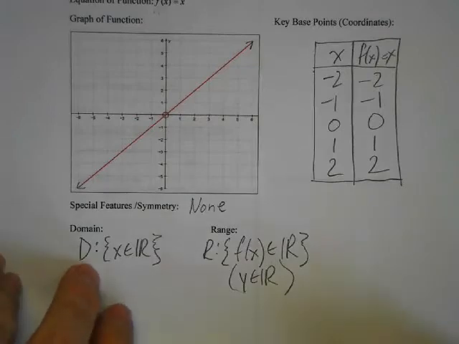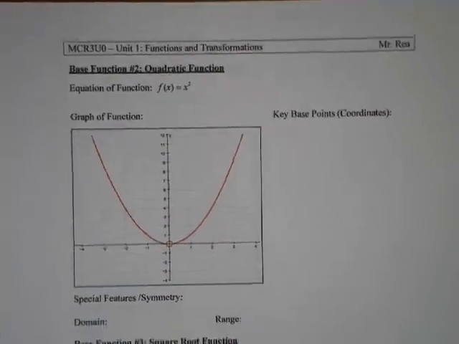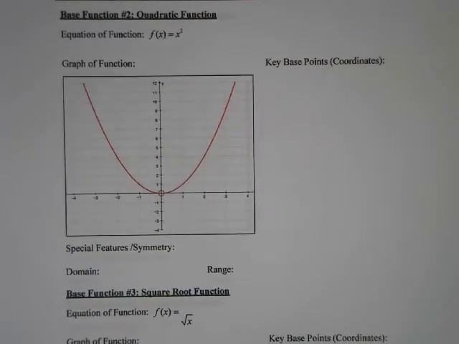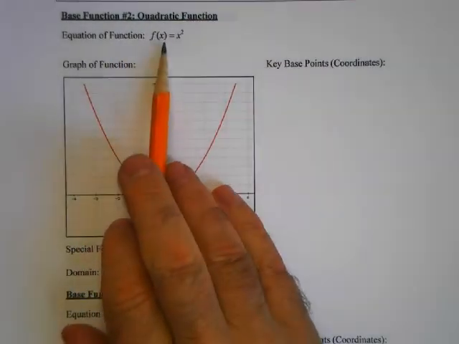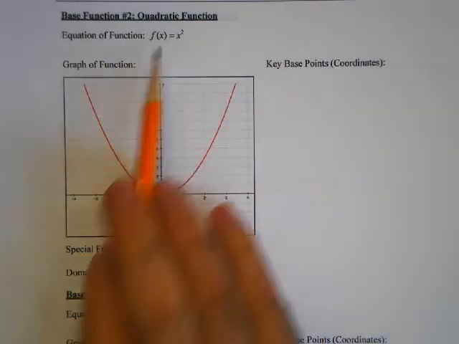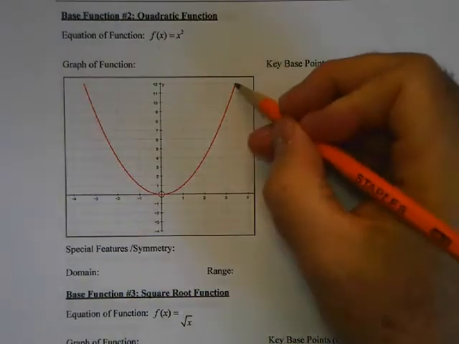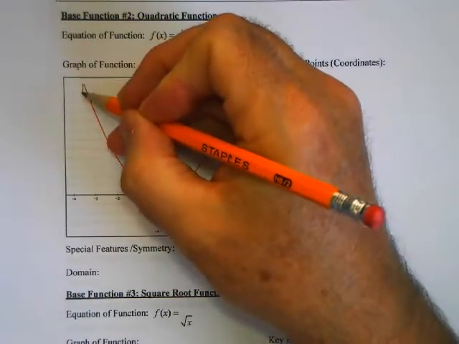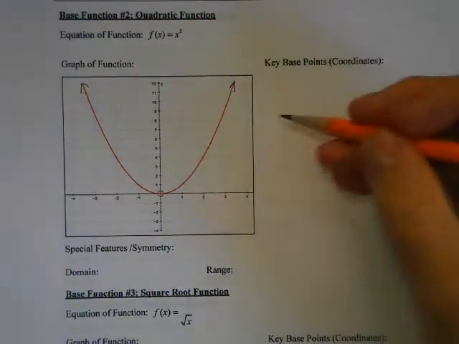Okay, so let's move on to our next base function. And this should be very familiar from grade 10. Second base function is the quadratic function. So our base equation is f of x equals x squared, and that is basically the parent quadratic function of all other quadratic functions. So this is what the graph looks like if you were to graph that using technology or by hand.